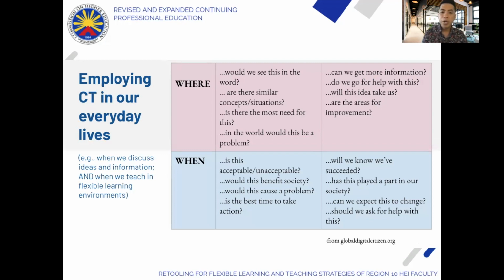And then where in the world would this be a problem, right? So perhaps there are concepts or ideas, for instance, when you talk about religion or you talk about marriage topics, this could be controversial, and perhaps it could be a problem in the real world. And where can we get more information?